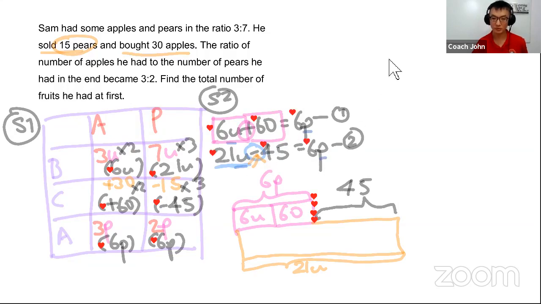Let me repeat. The story is like this. It may not make sense, but it makes sense to most kids. So 21u overshoots beyond 6p, such that you have to move back by 45 steps to reach back your 6p. Give me a yes if this story makes sense to you.